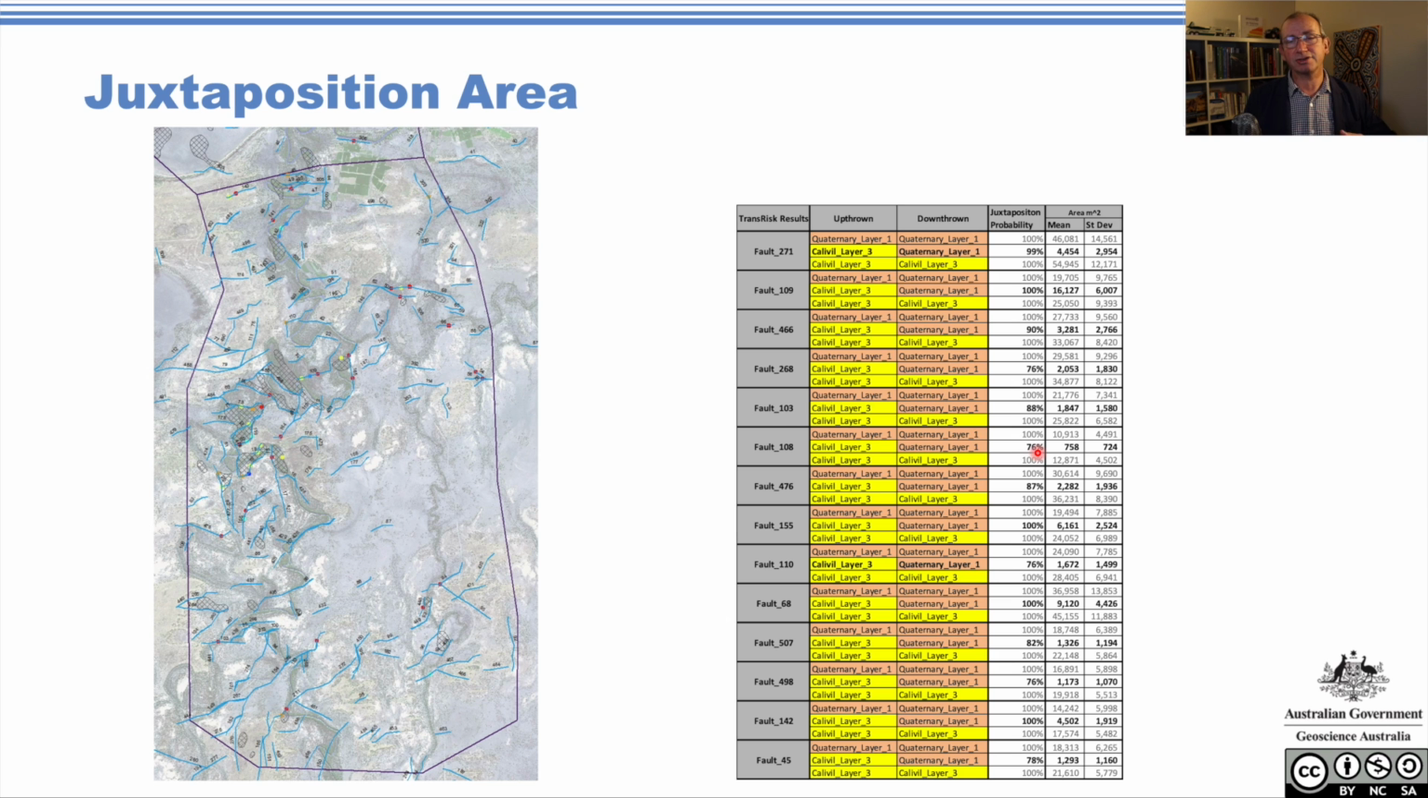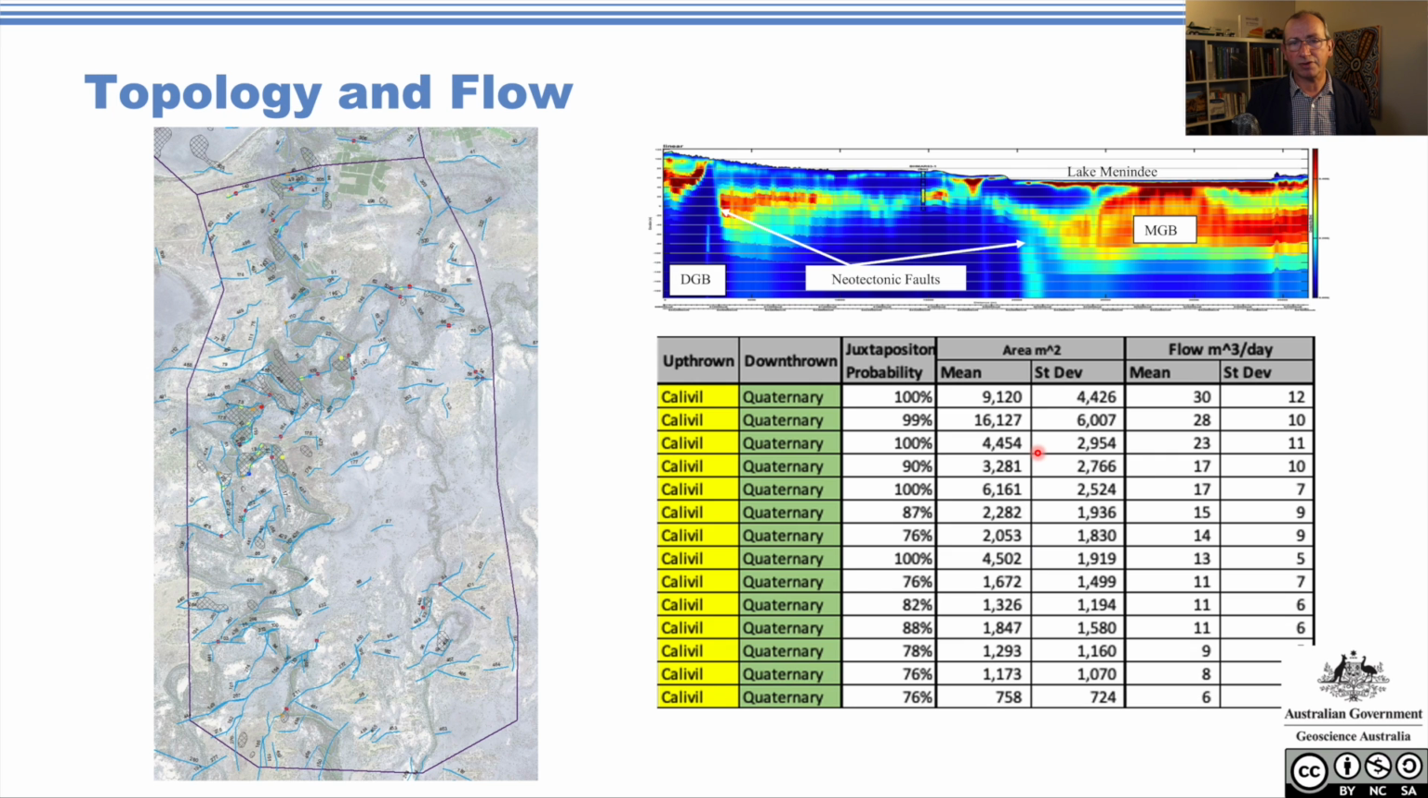We've calculated shale gouge ratio, we've calculated then the fault rock thickness. We just put a table together of the key ones that we're interested in. These are probability of Calaveral touching the quaternary. These are areas. And then what we've calculated here is mean flow per day for an assumed pressure.